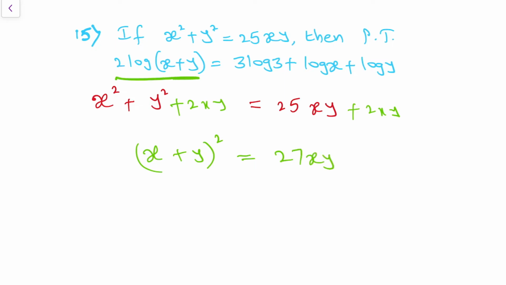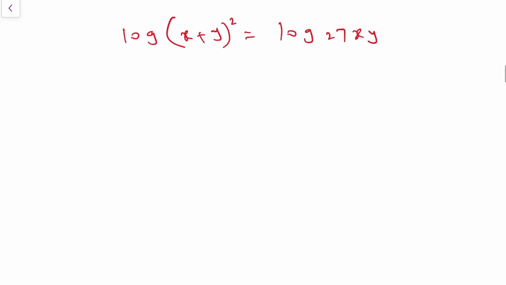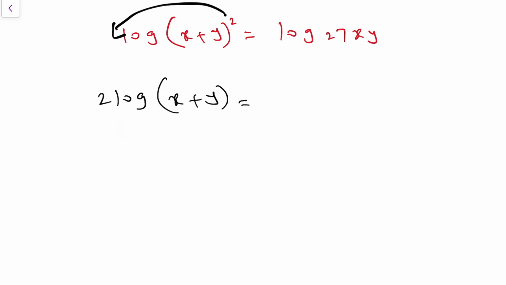They are asking to prove something in which all logarithms are there, so I will apply log on both sides now. Log of x plus y whole square is equal to log 27xy. Now this power will go to the front as it is. So we remain with 2 log of x plus y is equal to log 27xy, that is nothing but multiplication. So multiplication will become addition: log 27 plus log x plus log y.